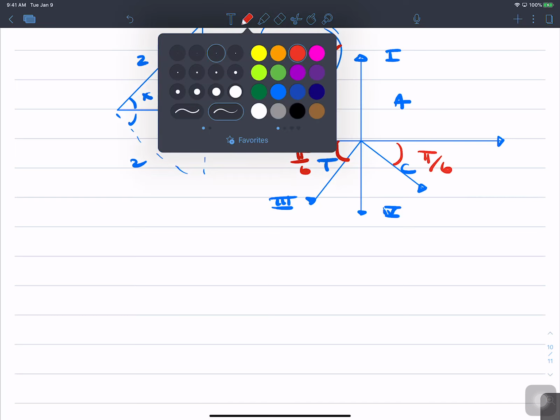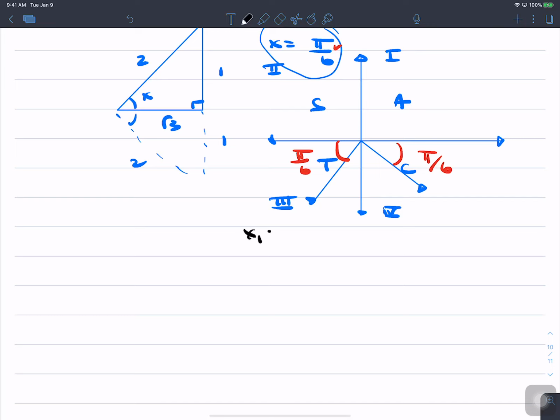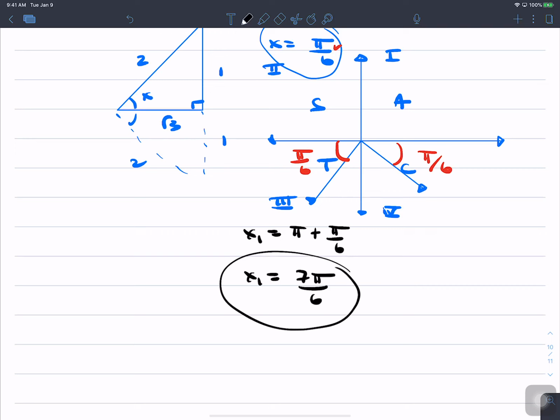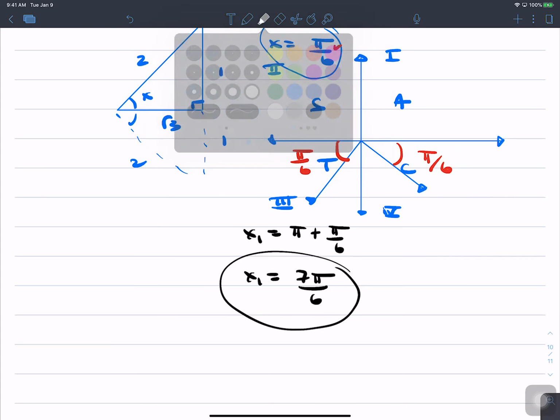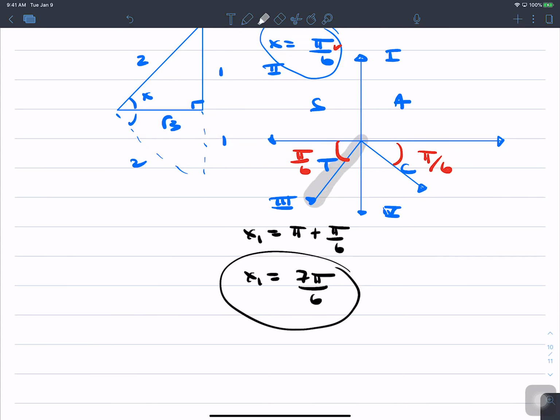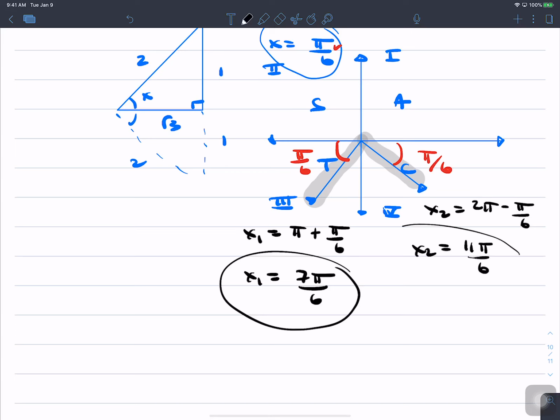So let's find our first solution. x1 is going to be pi plus that pi over 6, or x1 is going to be 7 pi over 6. This is my first solution right here. The second solution for x2, the quadrant 4 solution, is going to be 2 pi minus pi over 6, or x2 is actually going to be 11 pi over 6.